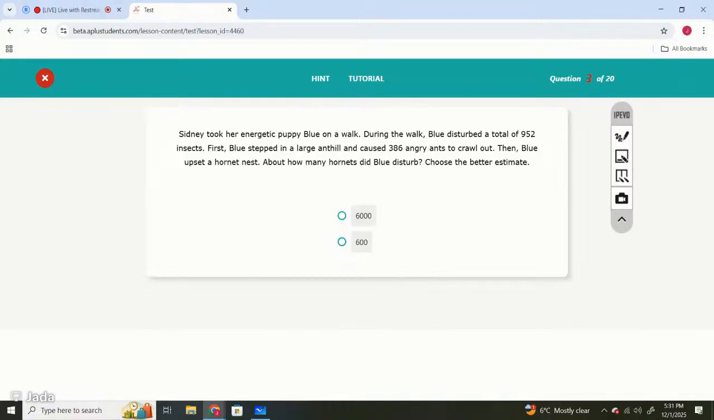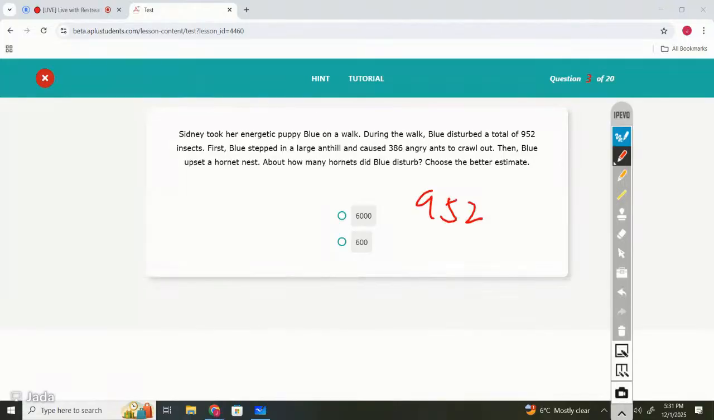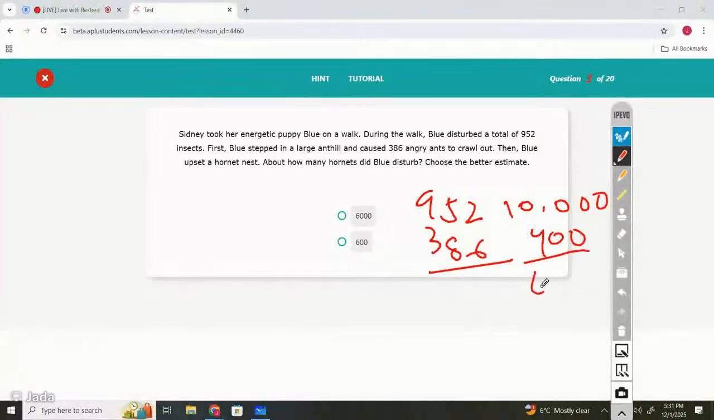Sydney took her energetic puppy Blue on a walk. During the walk, Blue disturbed a total of 952 insects. First, Blue stepped in a large ant hill and caused 386 angry ants to crawl out. Then Blue upset a hornet nest. About how many hornets did Blue disturb? 952 is rounded to 1000 and 386 is rounded to 400. So that equals 600. Got it?